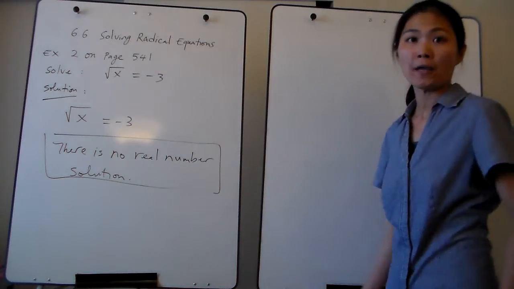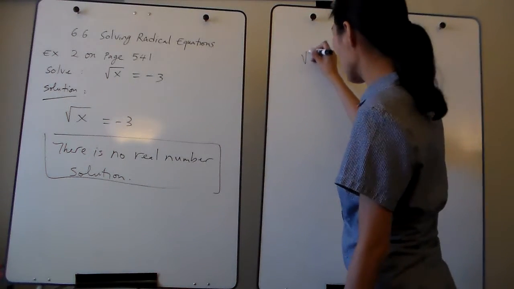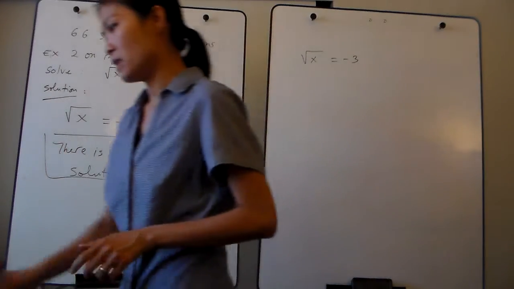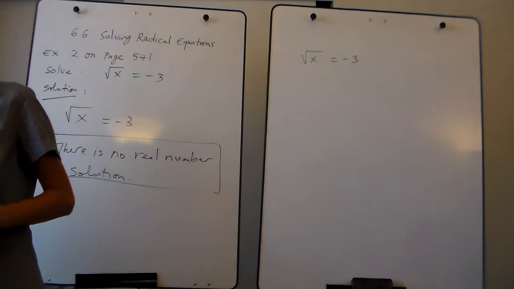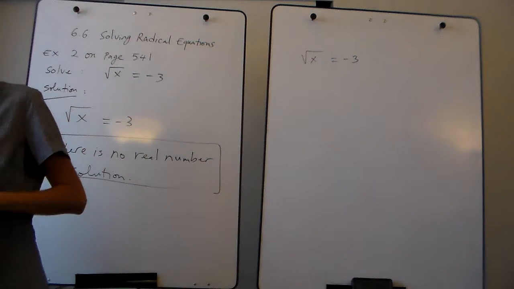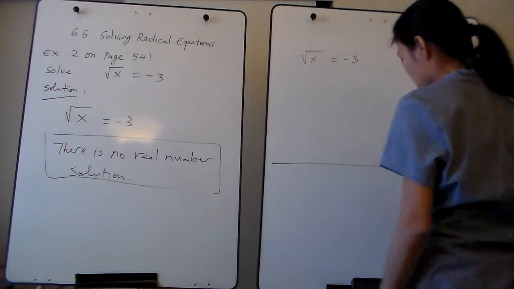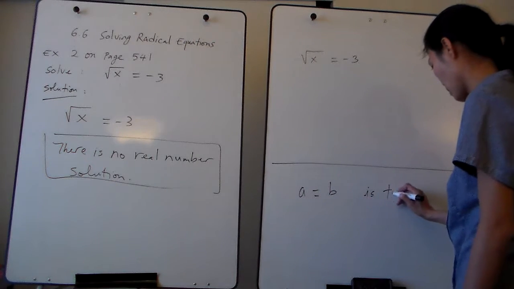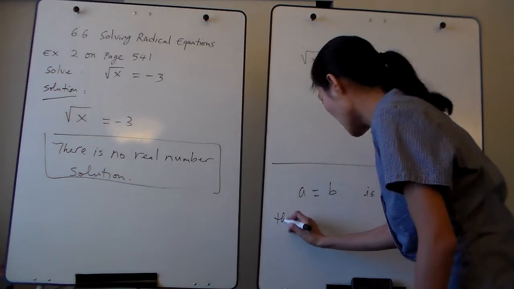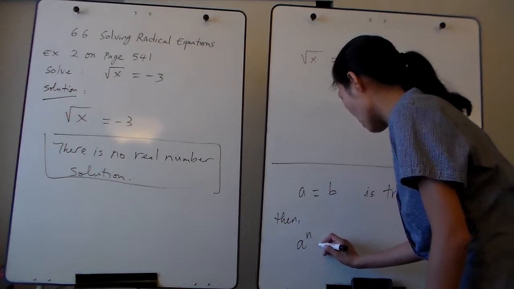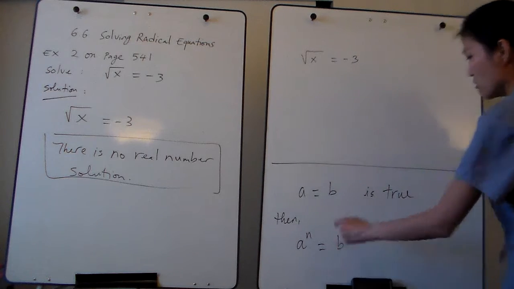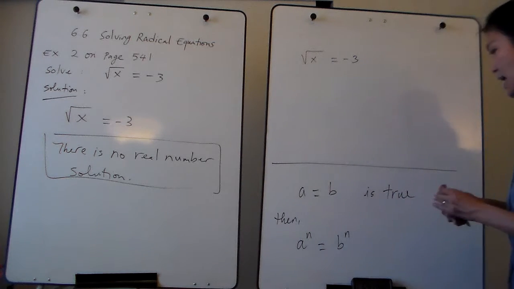Okay, now suppose that you want to see why there's no solution. We can try by solving it using the principle of powers. The principle of powers would say that if you have the equation a equal b, that is true, then when you take the n power on both sides, the left hand side is still equal to the right hand side. N is a natural number.